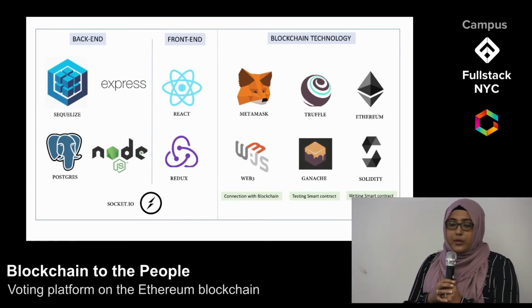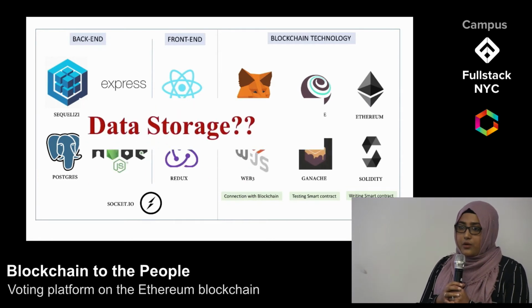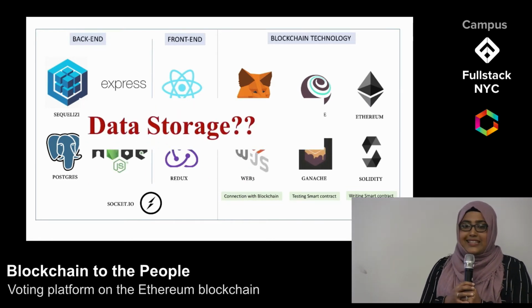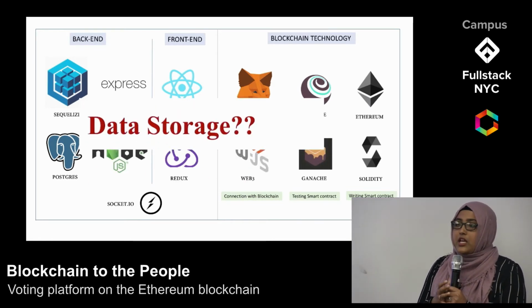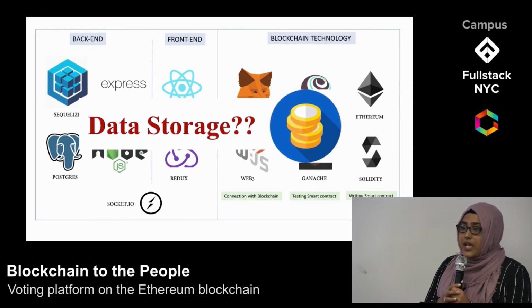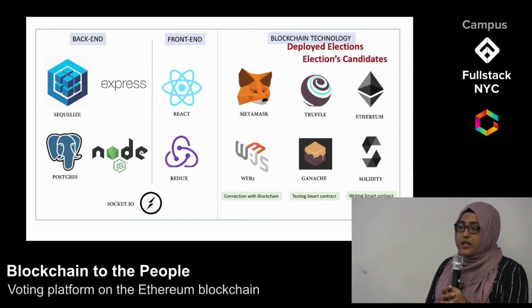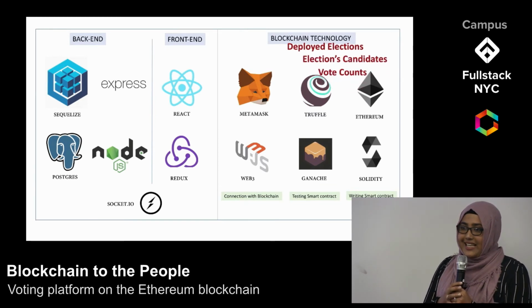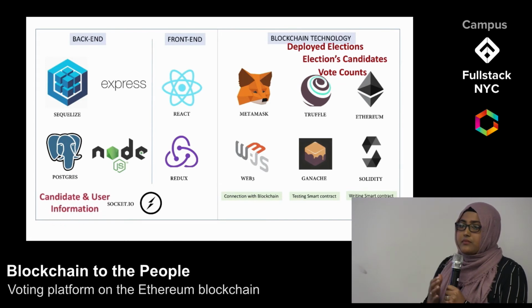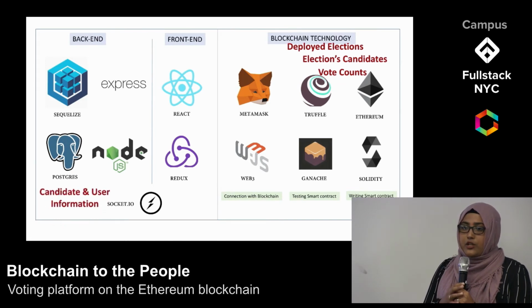One of the challenges that we faced was to design our data storage architecture. Since each transaction posted on the blockchain costs some amount of Ether, we decided to store only the deployed elections, the election's candidates, and the votes themselves on the blockchain. The rest of our application's data is held in a Postgres database. This decentralized data storage also protects the integrity of the votes cast.